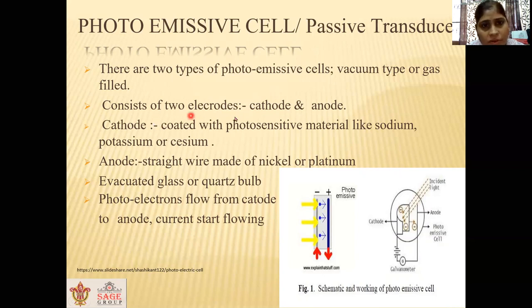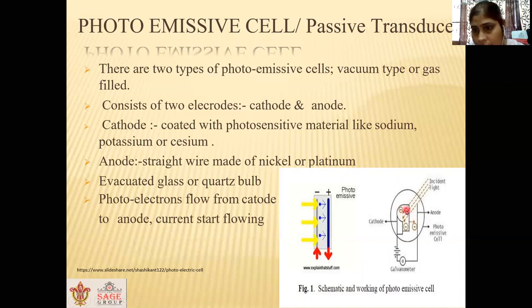Now, this consists of two electrodes, cathode and anode. As you can see here, this is a cathode and this is an anode. The negative terminal of the battery is connected to the cathode, and the positive terminal of the battery is connected to the anode. So this is acting as a cathode and this is acting as an anode.